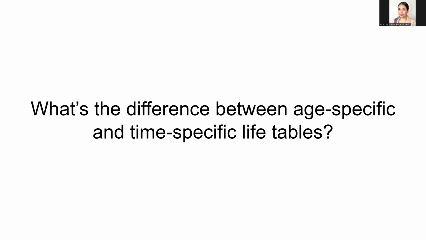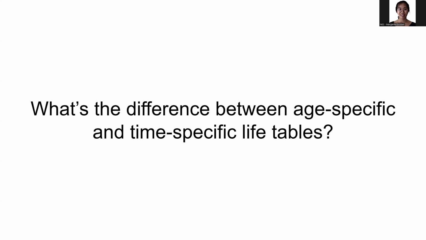Margarita, do you have anything to add to Jim's answer? It's almost the same with what Jim said. So age-specific and time-specific life tables, also known as cohort and static life tables, they mainly differ on how the data is collected, but computation-wise, they're identical.